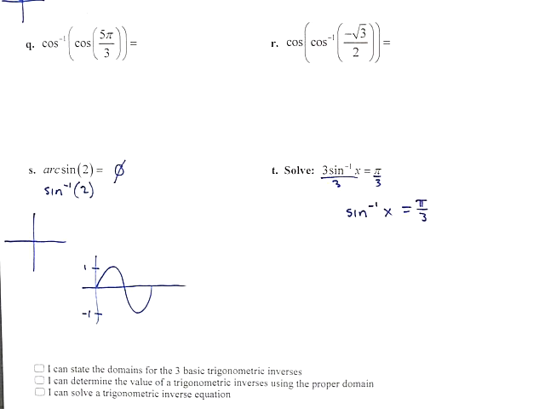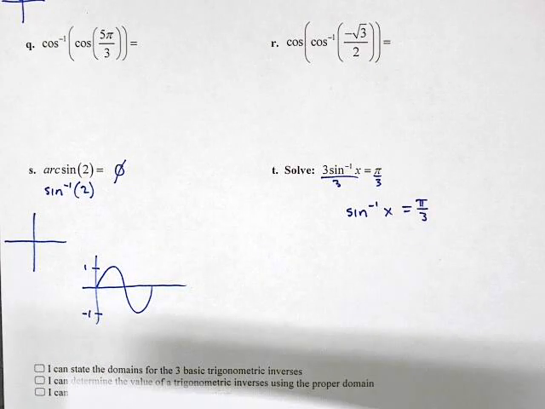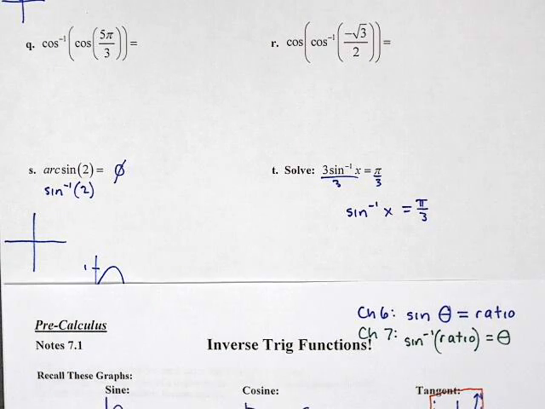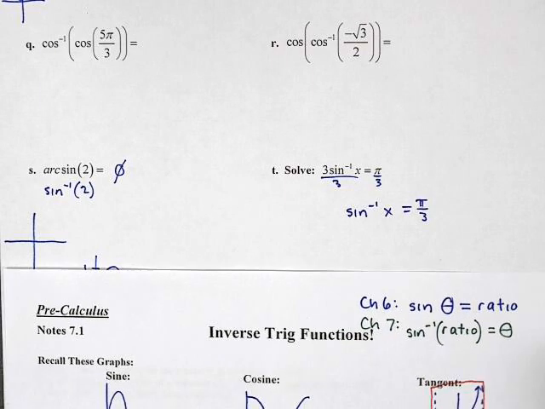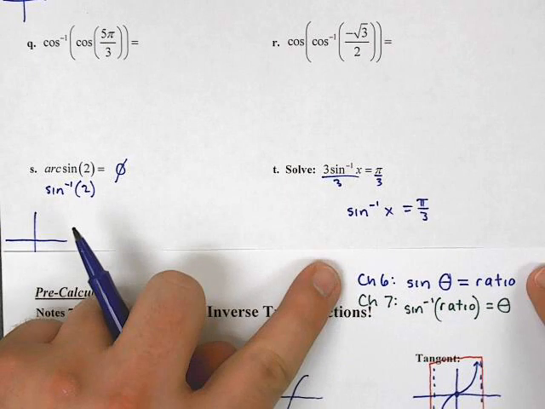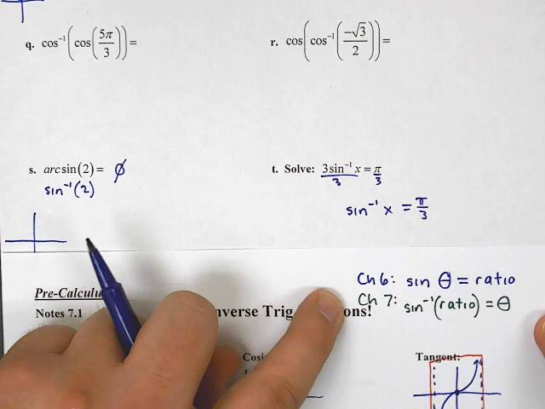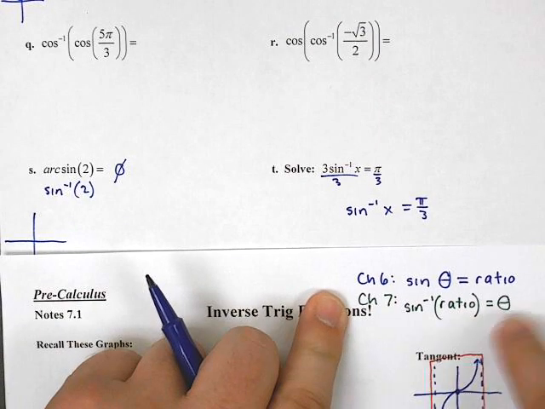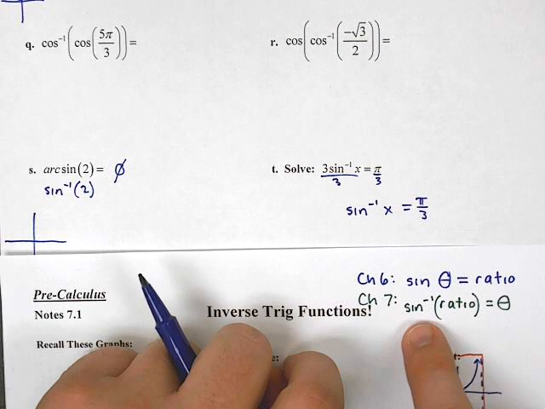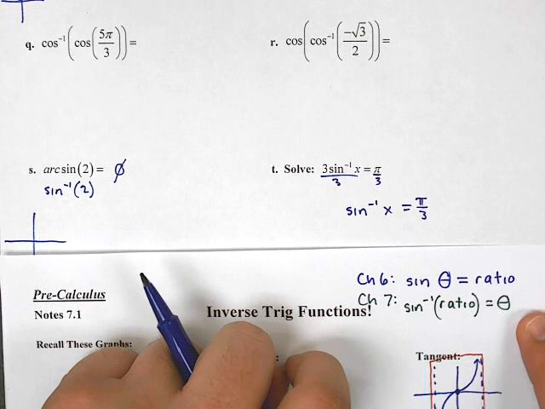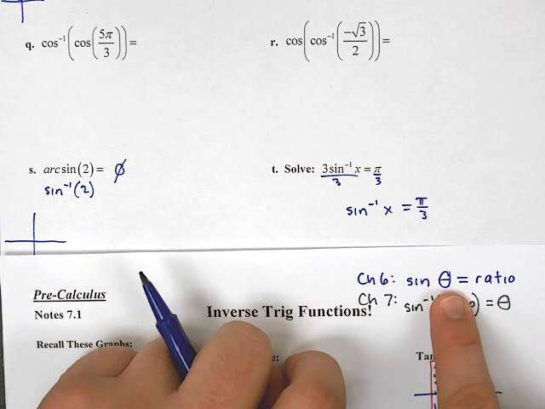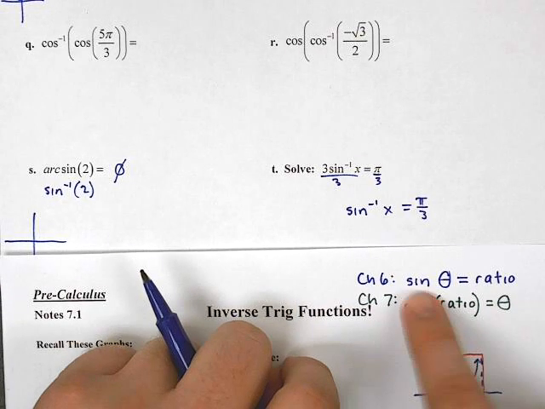What I want you to, again, think about, though, guys, is what we wrote up at the top of the first page. These two things go hand in hand with each other. If you have a ratio, well, you can take the inverse sine to get the angle. If you have the angle, well, you can take the sine of it to get the ratio.